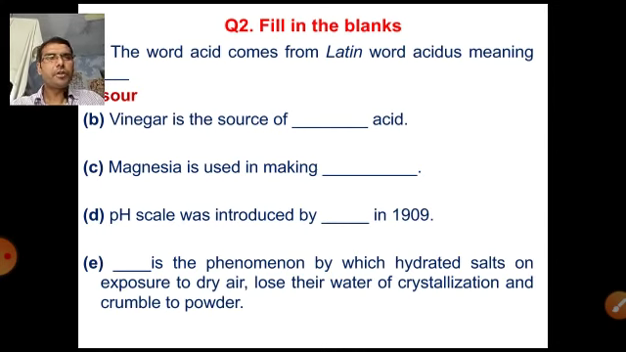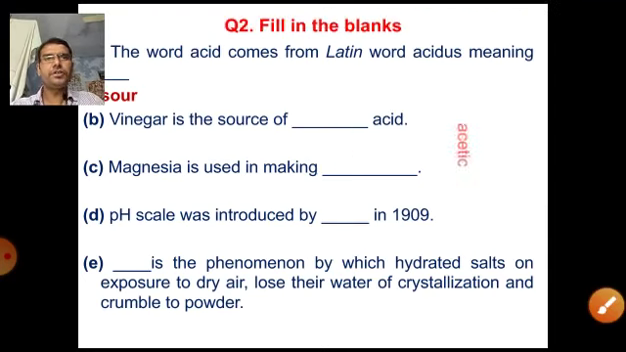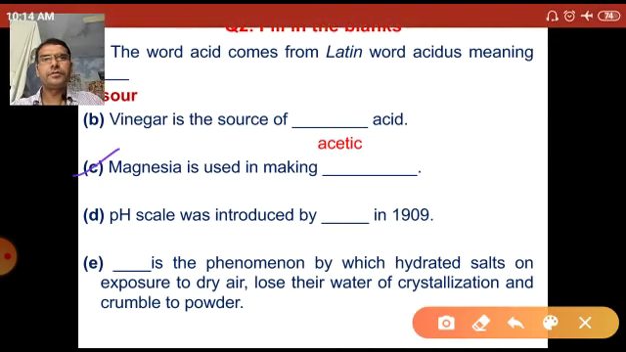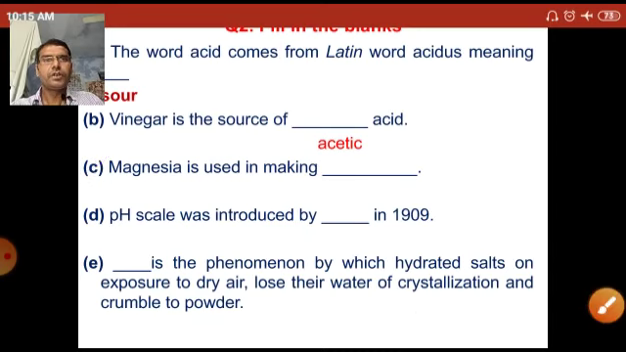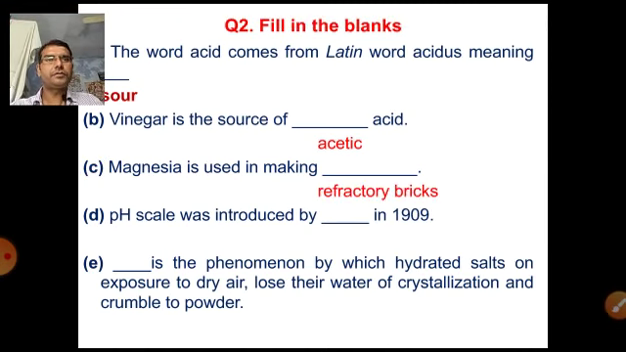Now question B. Vinegar is the source of acetic acid. So the answer here is acetic acid. Now the next question, C. Magnesia is used in making generally the refractory bricks. Magnesia is used in making refractory bricks. So the answer here is refractory bricks.